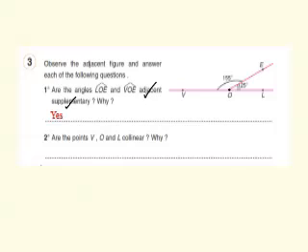Are V, O, L collinear? Yes. If you still remember that collinear means they form a straight line, and to have a straight line they should form a straight angle. And since we proved that VOE and EOL make 180 degrees, so yes, they are collinear.